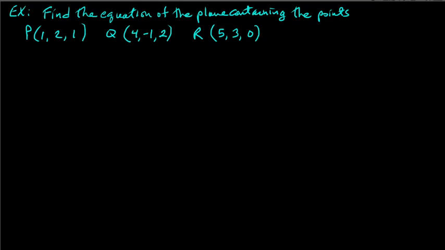Okay, so we want to find the equation of the plane containing these 3 points: (1, 2, 1), (4, -1, 2), and (5, 3, 0). And so P, Q, and R respectively.